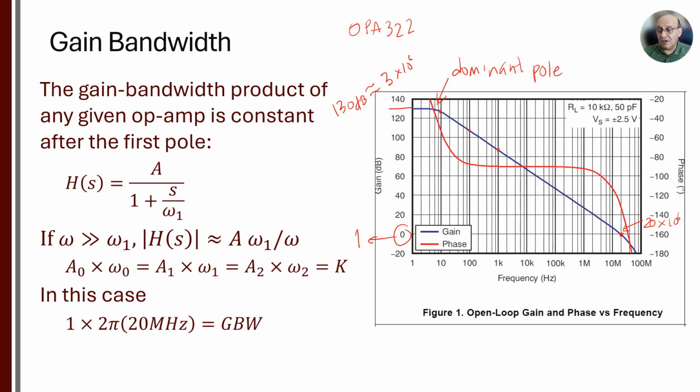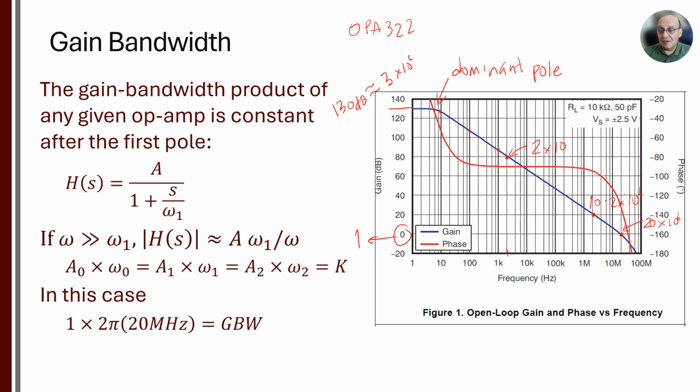Now, if we look at all the other points, like for example this one, this is 2 megahertz, but the gain is 20 dBs, which in linear scale is 10. So 10 multiplied by 2 megahertz gives us exactly the same number as before. And we can continue with all the numbers. This one is based at 2 kilohertz.